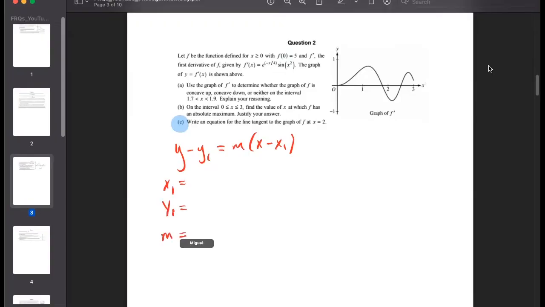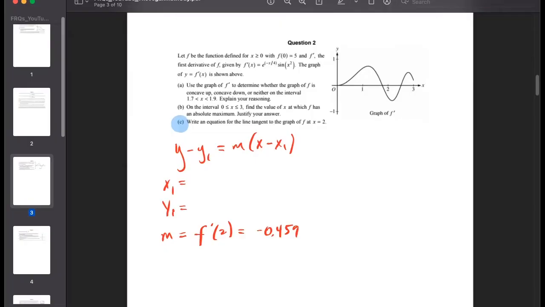Let's talk about the slope first. The m is the same thing as the slope of the function at 2. So all I really need to do for that value is plug in my derivative value. I need to plug 2 into that function, and that's going to be about negative 0.459. Just plug that into your calculator, into the derivative function, and you're good to go.